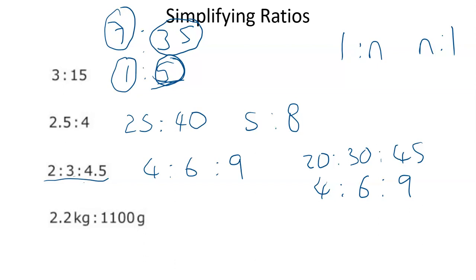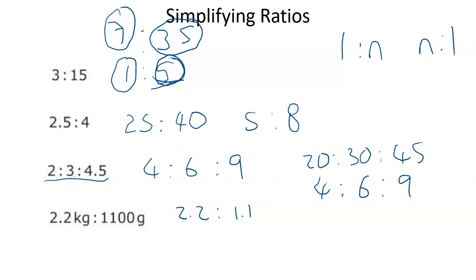And we can't really have a relationship if it's in different units. So a good ratio should have no units, and we do that by making the units the same. So we're going to say this is 2.2 to 1.1, and now they're both in kilograms. That was already in kilograms, and 1,000 grams in a kilogram makes that 1.1.